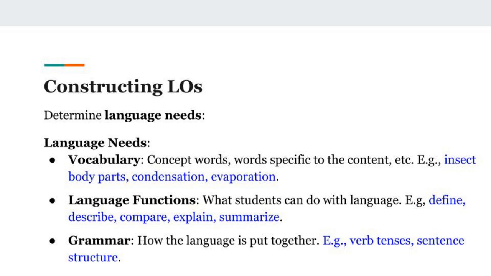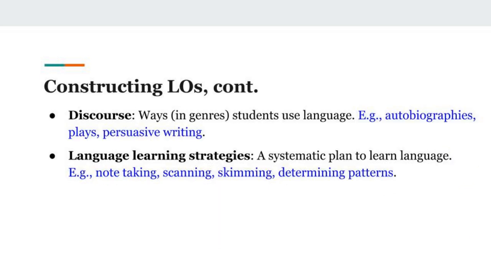All right, so how are language objectives constructed? Well, as you know, language objectives are needs-based. To construct language objectives, first we need to determine language needs. Language needs are divided into 5 categories: vocabulary, language functions, grammar, discourse, and language learning strategies.